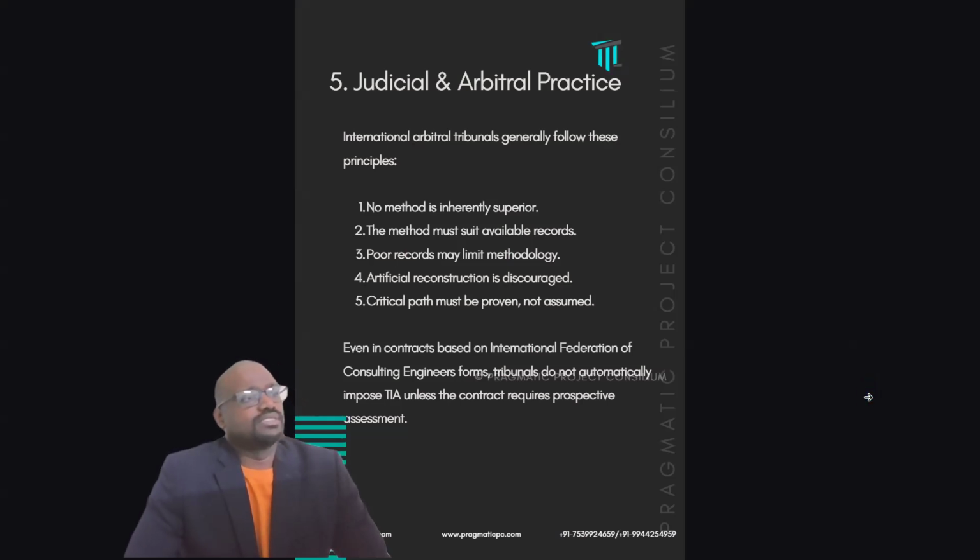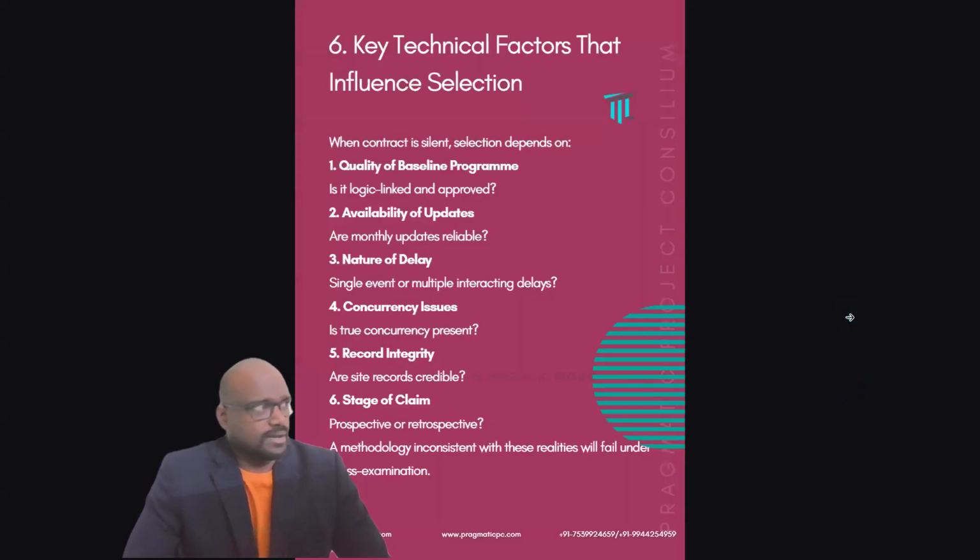International arbitral tribunals generally follow these principles. No method is inherently superior. The method must suit the available records. Poor records may limit the methodology. Artificial reconstruction is mostly discouraged. Critical path must be proven, not assumed. Even in contracts based on FIDIC, tribunals do not automatically impose a TAE unless the contract requires prospective assessment. So what are the key technical factors that influence the selection?